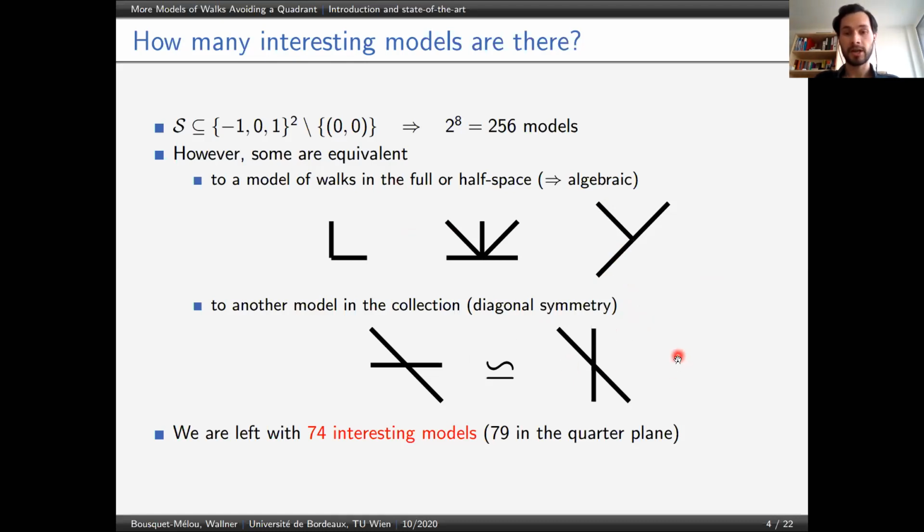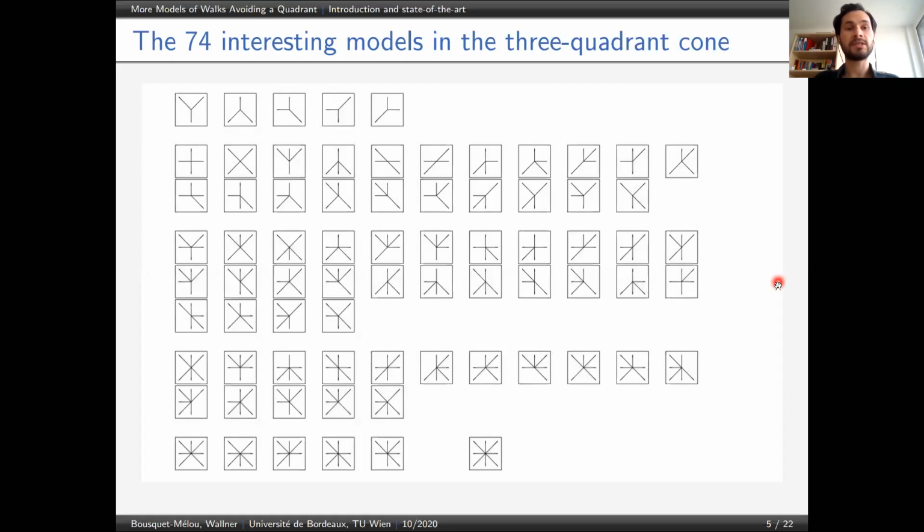As a side remark, in the quarter plane, which I'll define afterwards, there are 79 different non-trivial models. So here you see the 74 different interesting models in the 3-quadrant cone. The king is shown down here. Later on, I will come back to this slide and show you what is already known on these models.